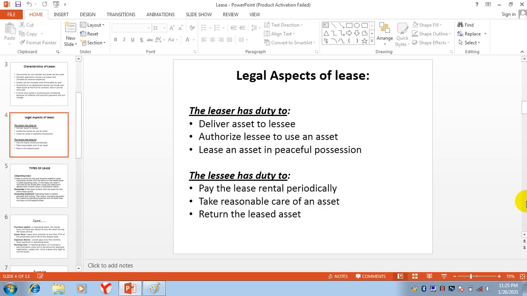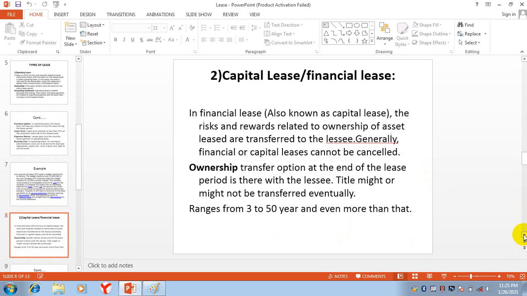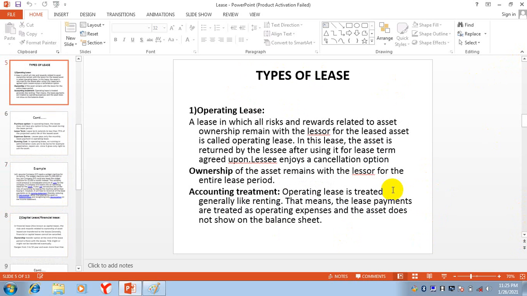Types of lease. There are two types of lease. One is called operating lease, and the second one is called capital lease or financial lease. Now what is operating lease? A lease in which all risks and rewards related to asset ownership remain with the lessor for the leased asset is called an operating lease.